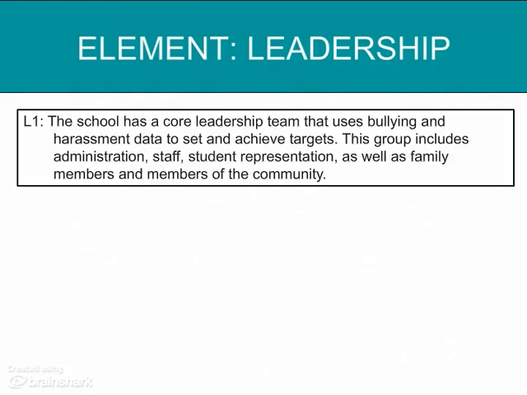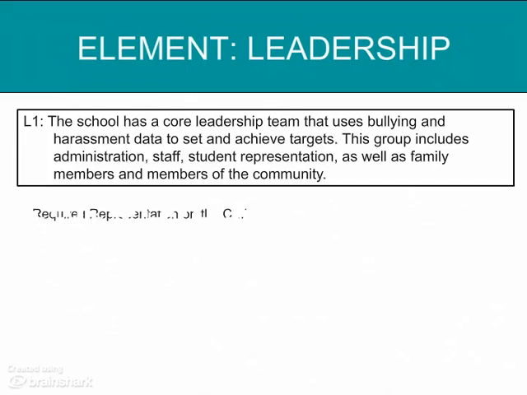To satisfy this desired state, the school must make active use of a core leadership team, or CLT. Remember, under the data element, the school has already proven that the group is well-versed in using data to set and achieve goals. Therefore, this desired state should focus mainly on the makeup of the CLT.